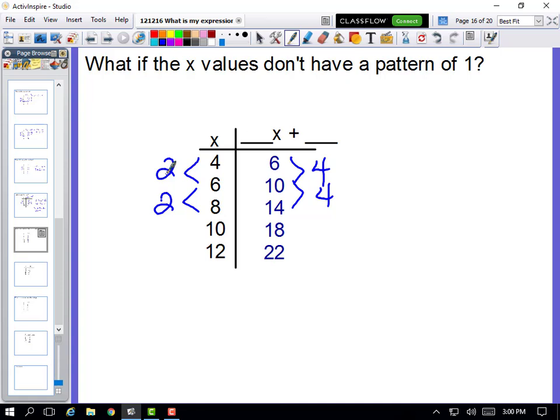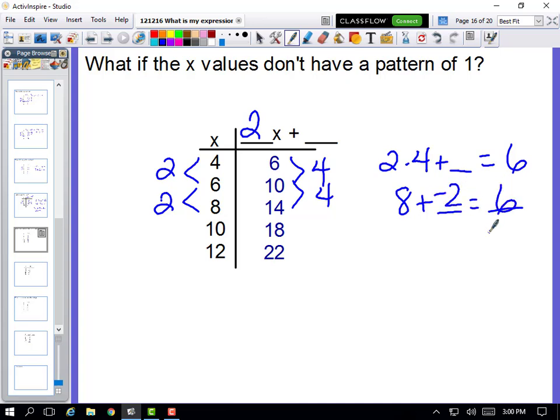4 divided by 2 is 2. Okay? Now we take one of our values, plug it in. 2 times 4 plus what equals, what is it supposed to equal? It's supposed to equal 6. Okay, so 2 times 4 is 8 plus what equals 6? Negative 2.